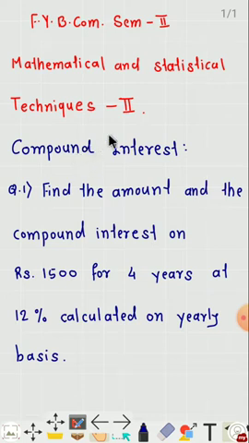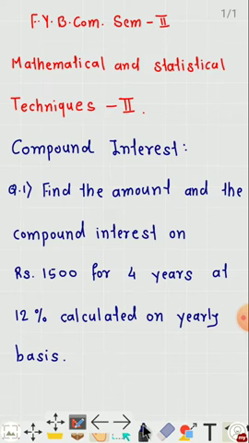In the previous lecture we have defined what is meant by compound interest and we have solved some examples based on compound interest. Today we are going to solve some examples on compound interest. So let us take the first question. Find the amount and the compound interest on rupees 1500 for 4 years at 12% calculated on yearly basis.